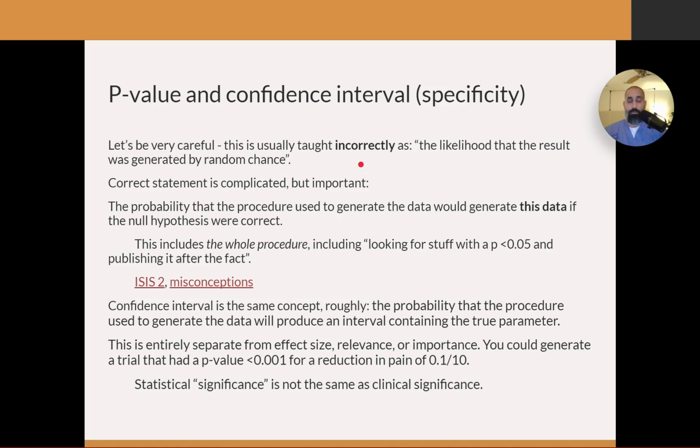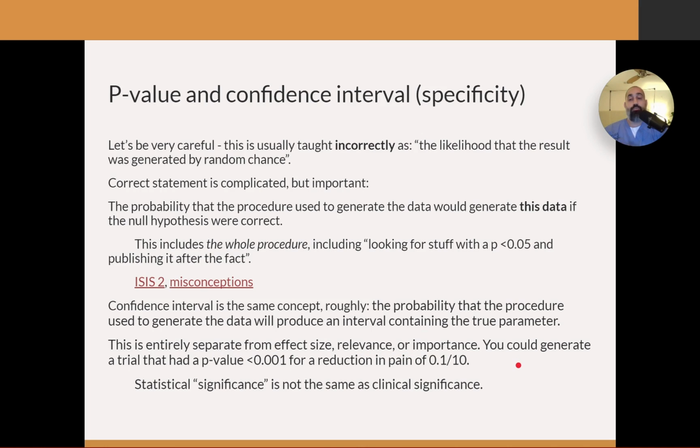That is completely wrong. The correct phrasing is that if the null hypothesis were true, how often would this study methodology produce data as extreme or more extreme than the data we're seeing? That's a precise statement. But once again, the better way to understand it is the specificity. The other important thing to understand is that this is entirely separate from the effect size, relevance, or importance.